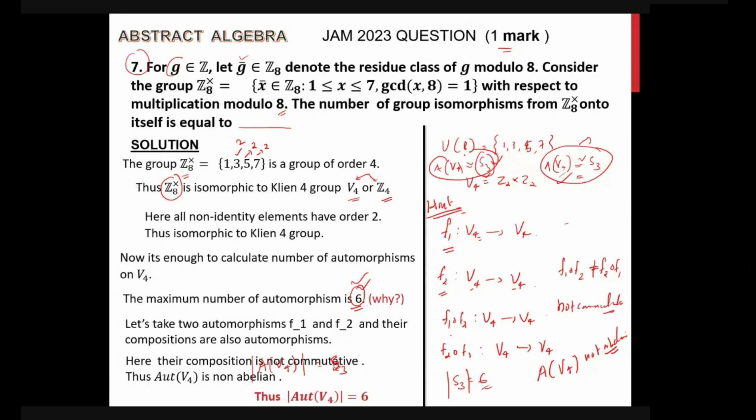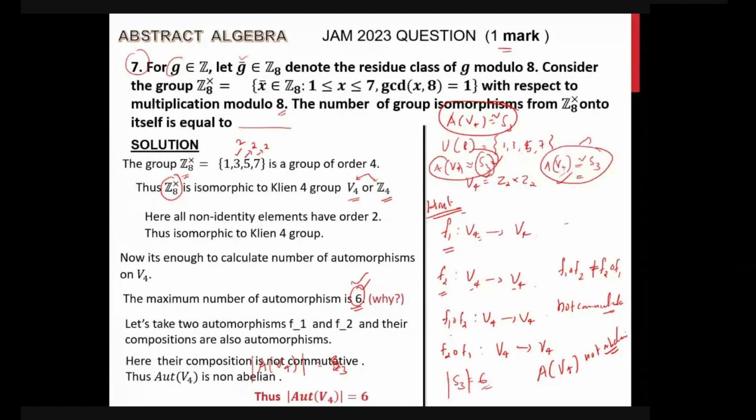Actually, I didn't remember this fact, that the automorphism group of V4 is isomorphic to S3, and I took a lot of time to solve this problem. So at the right time, you have to get the right hint. That is very important. Okay, so is it clear? This question is clear?